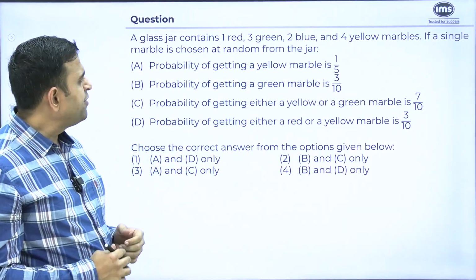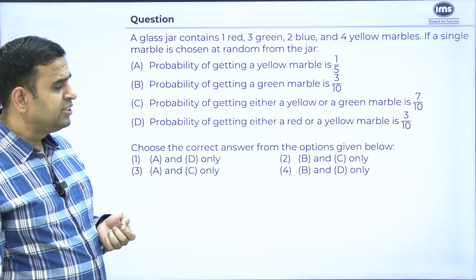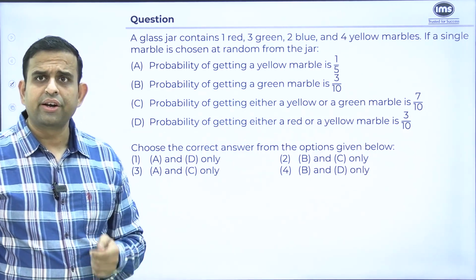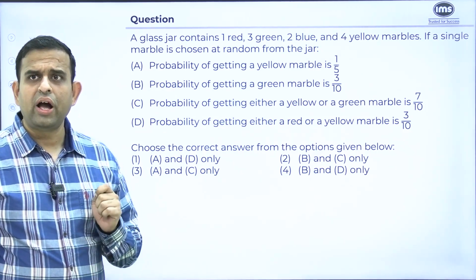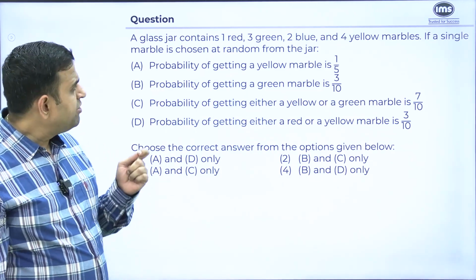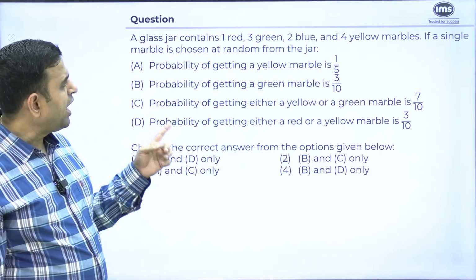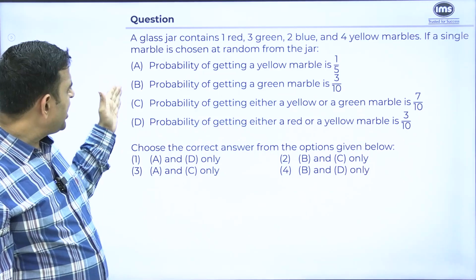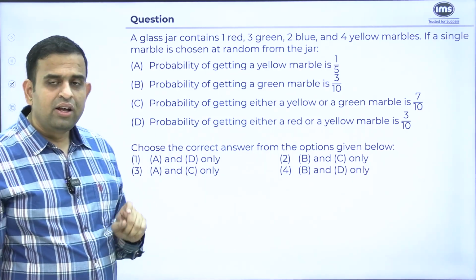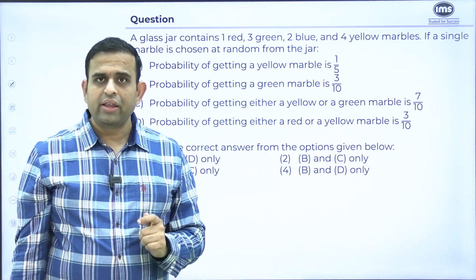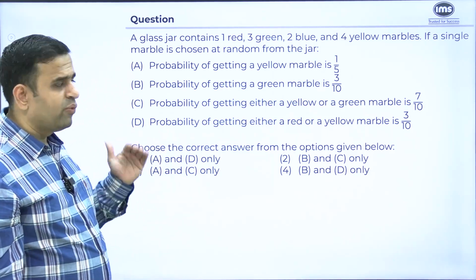In the next sum, a straightforward one on probability which goes like this. A glass jar contains 1 red, 3 green, 2 blue and 4 yellow marbles. If a single marble is chosen at random from the jar, and then they give you 4 statements over here, again one used to do smart work in this particular case. Let's try to evaluate one by one.